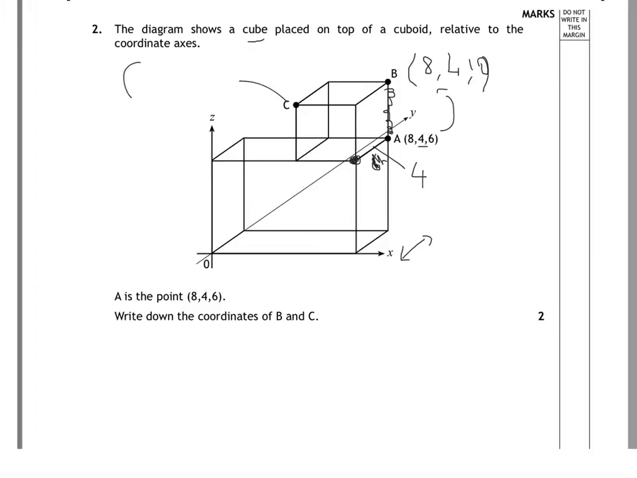Now I'm going to focus on C. So again, for the x coordinate, how far along is it? Well, if I move 4 backwards from 8, that means that the x coordinate is 4. In terms of a sense of depth, it's right at the front, it hasn't moved in at all, so the y coordinate is 0. And the z coordinate for C, we can see it's got the same height as B, so it must also have a z coordinate of 10. (4, 0, 10), and that's the end of the question.